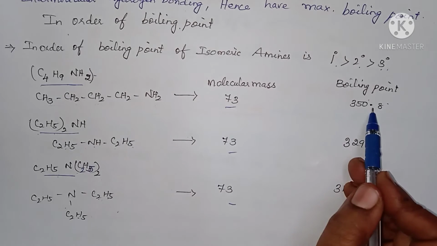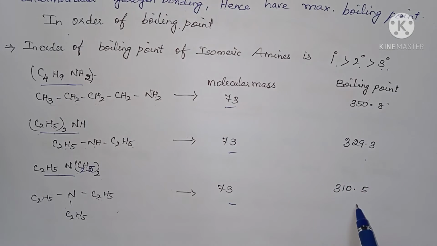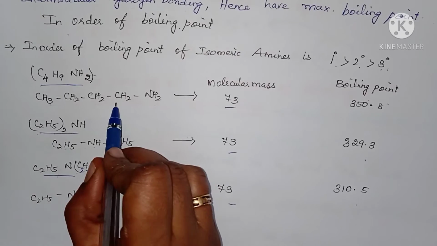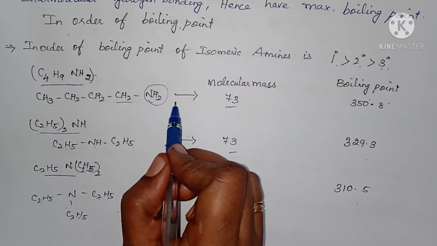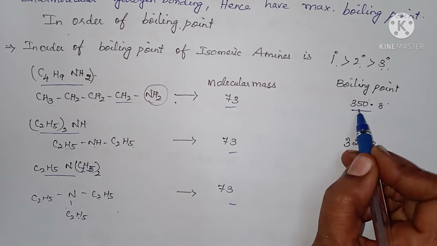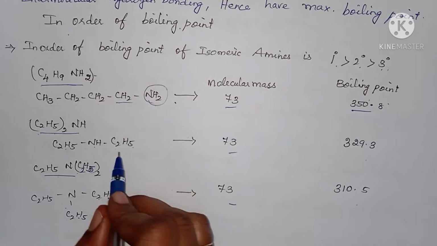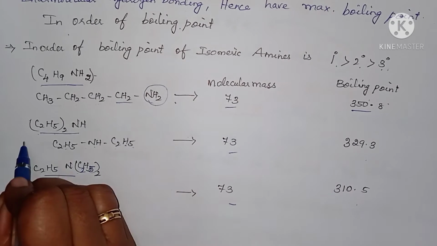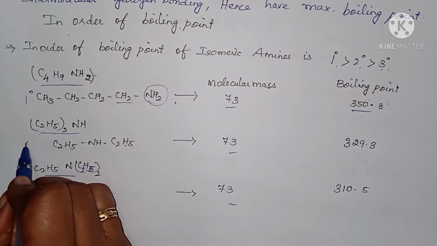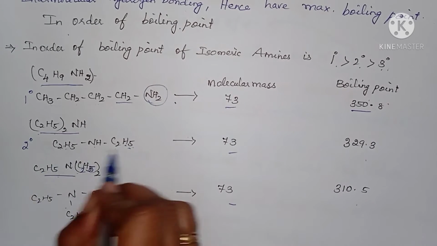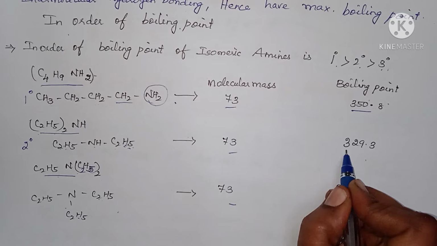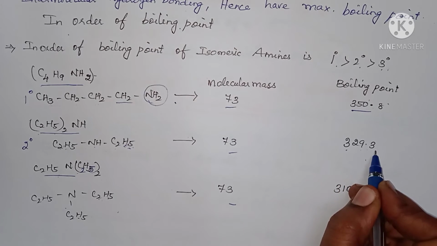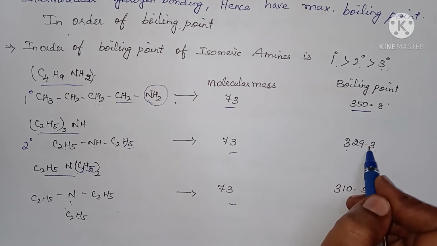When you go to boiling point, it varies accordingly. See, this is a primary amine. CH2 NH2, NH2 is there, so naturally it is a primary amine, and the boiling point is 350.8. Then the secondary amine: both hydrogens are replaced by two alkyl groups. Here it is 329.3. Comparatively this is less.